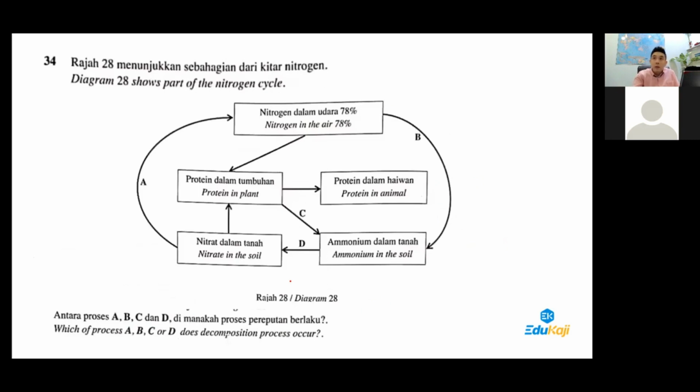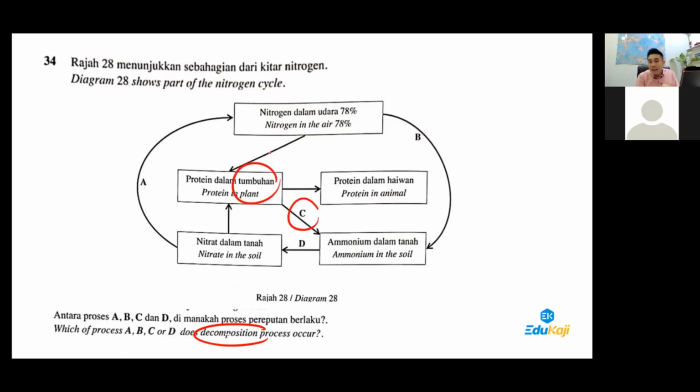Okay, 34, still Form 4, Chapter 8, Nitrogen Cycle. What's the question? Where does decomposition occur? Decomposition means breakdown. It is after breakdown, which means either the plant or animal. But I don't see the animal being broken down. So the only logical answer is C.